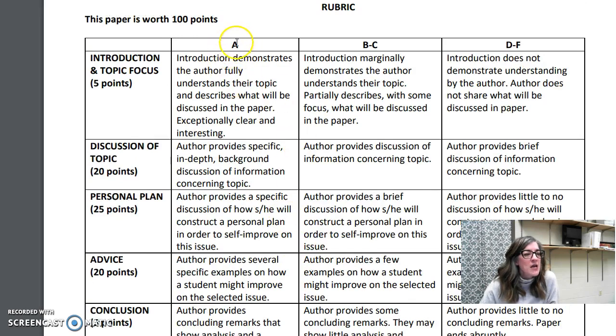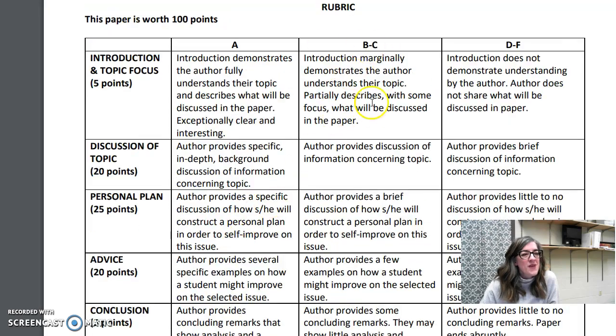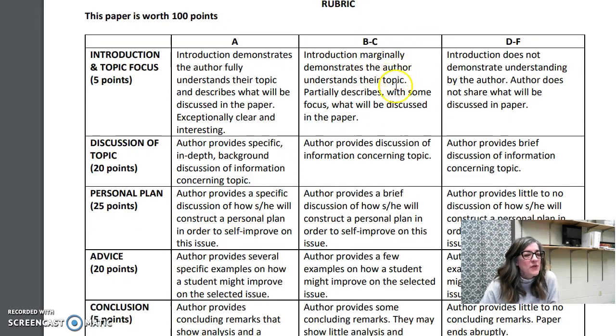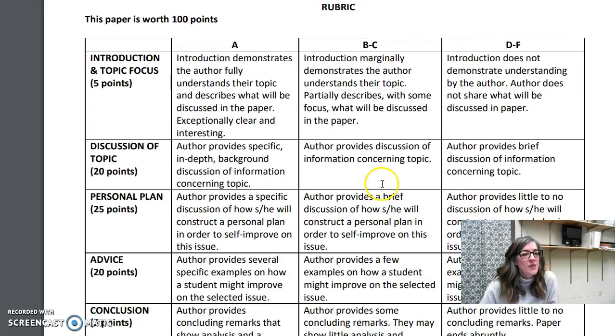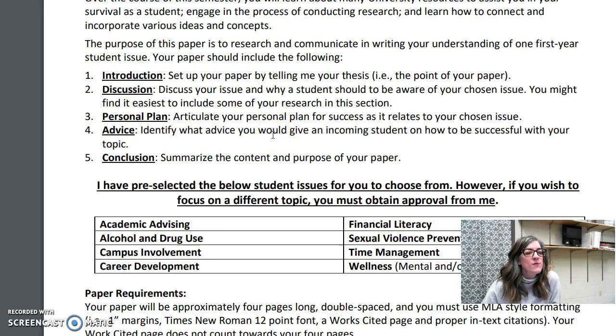Please do review this rubric. If you want an A, you're going to want to hit everything in this column. If you want a B or a C, you focus on this column, and if you don't really care, then you could focus on this column, I guess, okay? But this is the rubric that I have pulled up whenever I'm scoring your paper. So do make sure that you review this carefully. If you have any questions, please let me know, and the sooner the better.